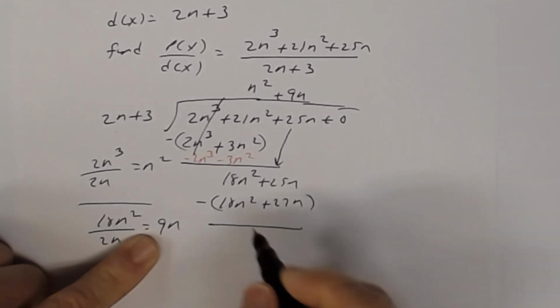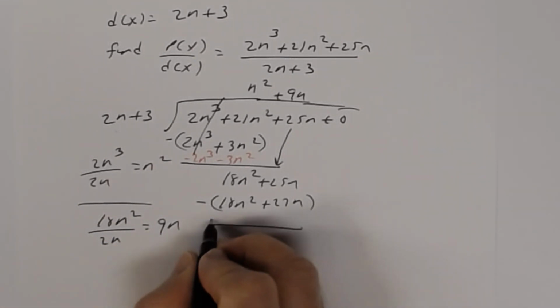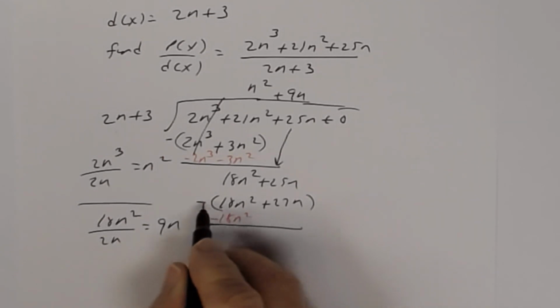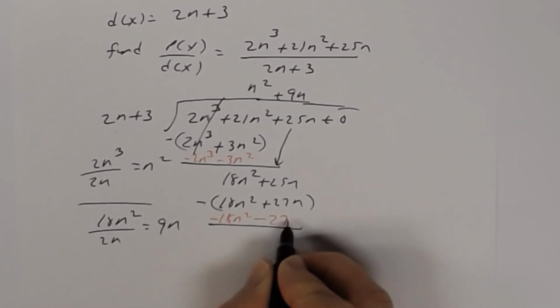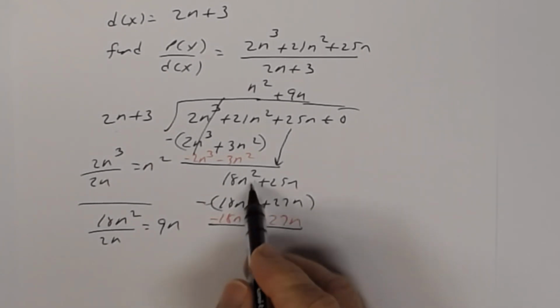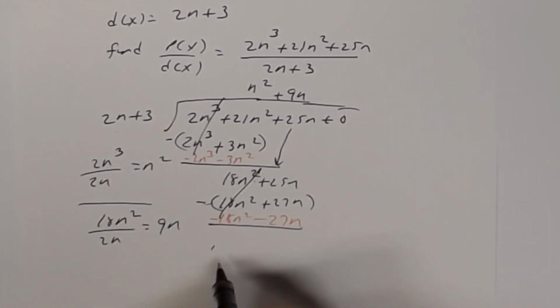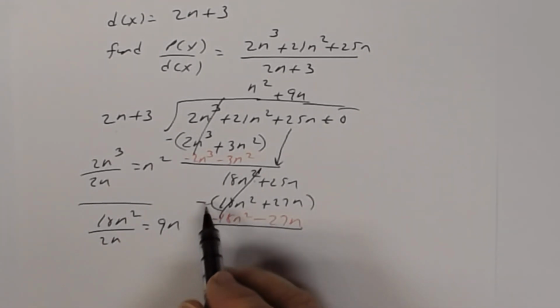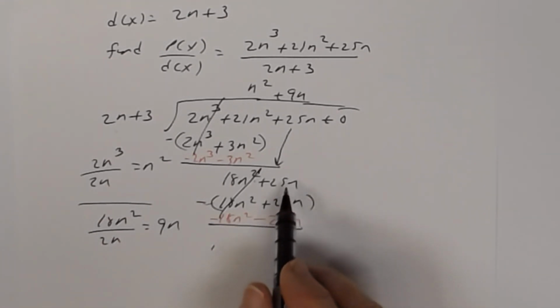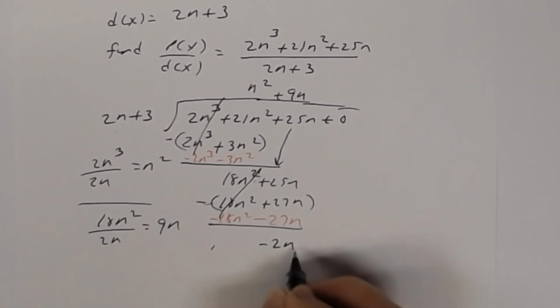And so when I subtract, notice I'm going to go ahead and just write out in red. That's going to be the opposite of 18n squared, which is a negative 18n squared. The opposite of 27n is a negative 27n. All right. Now, 18n squared minus 18n squared, that's 0. Or you could have said 18n squared and a negative 18n squared. 25n subtract 27n means the same thing as 25n and a negative 27n, which is a negative 2n.